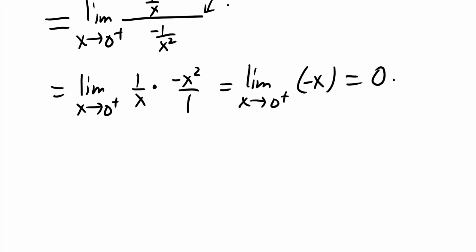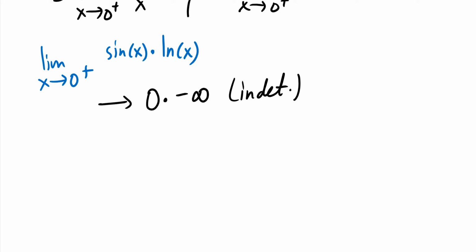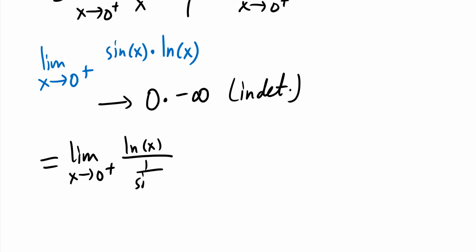What about if we look at a more difficult example? Say the limit as x goes to 0 plus of sine x times natural log of x. So how do we do something like this? If you pass the limit, this is 0 and this is negative infinity. So that's an indeterminate form. But I can't use L'Hopital. I have to bring one of the functions down. So how do I do this? Let's say we always keep the natural log of x up there. Bring the sine down as 1 over sine.